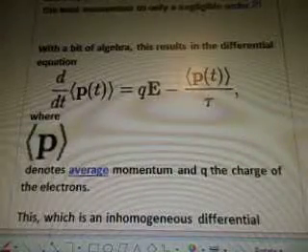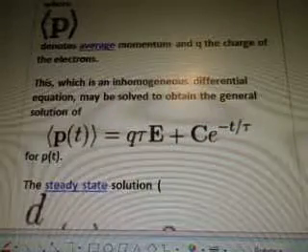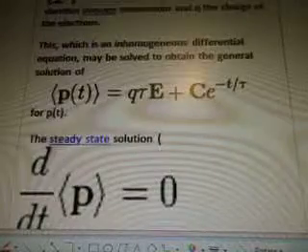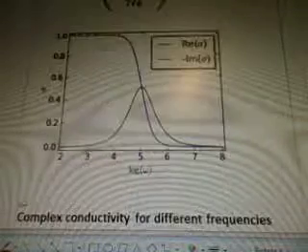So you have another equation there, and where P denotes average momentum and Q the charge of the electrons. This, which is an inhomogeneous differential equation, may be solved to obtain the general solution of this equation. For PT, the steady state solution for another equation is then, and there's another equation. As above, average momentum may be related to average velocity, and this in turn may be related to current density. And then we have two equations, and the material can be shown to satisfy Ohm's law with a DC conductivity. So here's the main equation there, and then there's a graph.